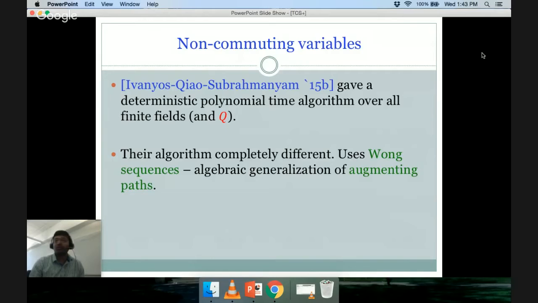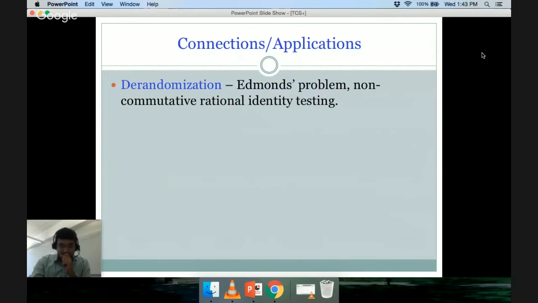So if you remember, in the perfect matching case, there are two algorithms. There's using augmenting paths, and then there's using scaling. So we generalize the scaling algorithm, and they generalize the augmenting paths algorithm. So it's really cute. Okay, so this is for non-commutative rank.